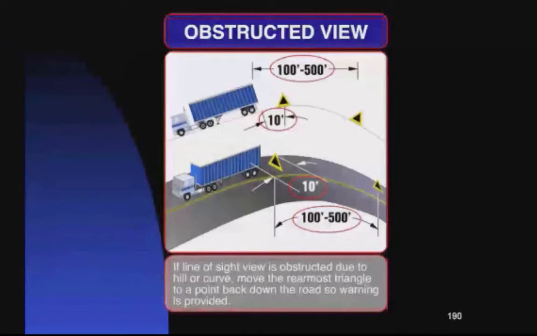Obstructed views. We want to make sure that you get over the hill or around the curve. You're allowed to place the first one 10 feet behind the vehicle and the second one 100 to 500 feet behind the vehicle. Same on curves.